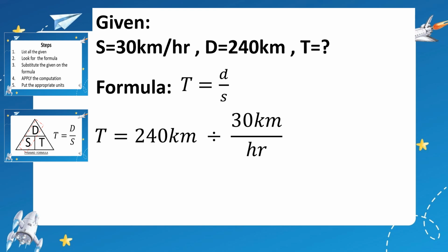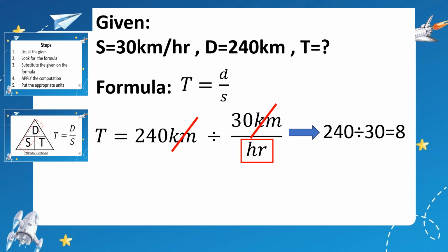So we're going to come up with this. So again, students, it's easy to compute: 240 divided by 30 will give you an answer of 8. So again, be mindful of the units. If there are similar terms or similar units, just cancel.